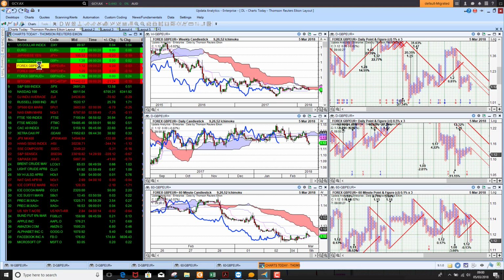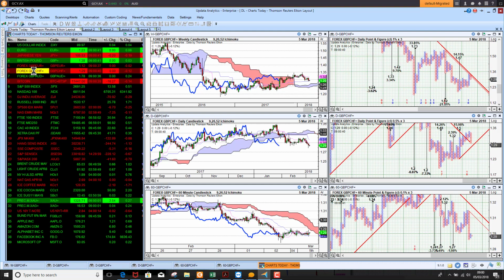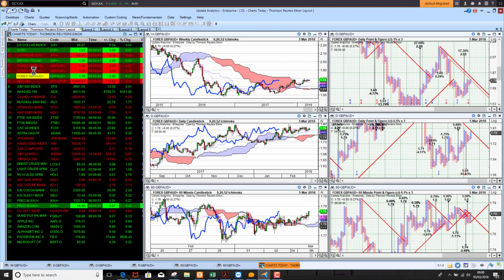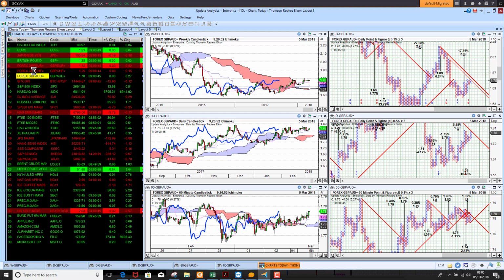Looking at sterling against the euro, we see here we're still sinking lower, below the cloud on all three time frames. So sterling is still looking relatively bearish compared to most currencies, and against the Swiss franc, clearly bearish here as well. Against the Australian dollar, sterling actually looking a little bit stronger, so that's where I'll see some Australian dollar strength.